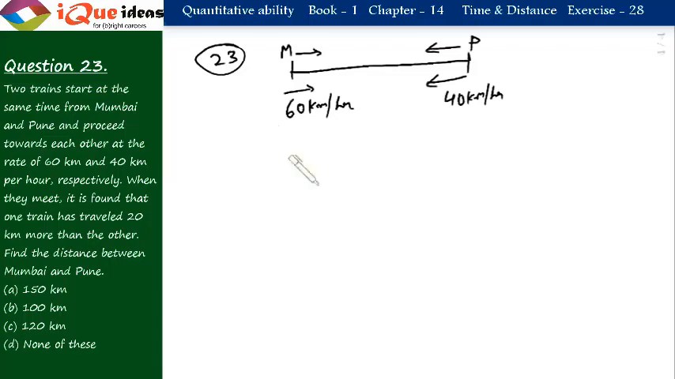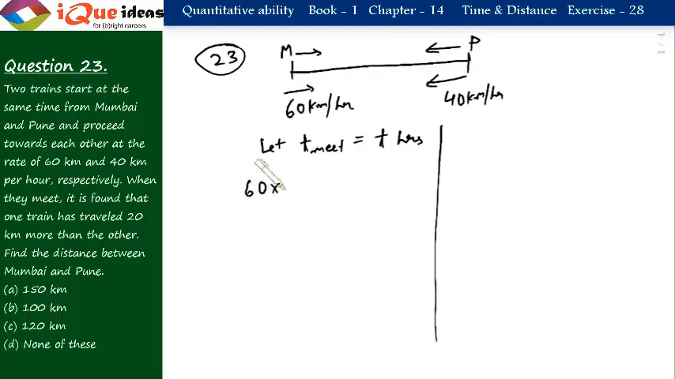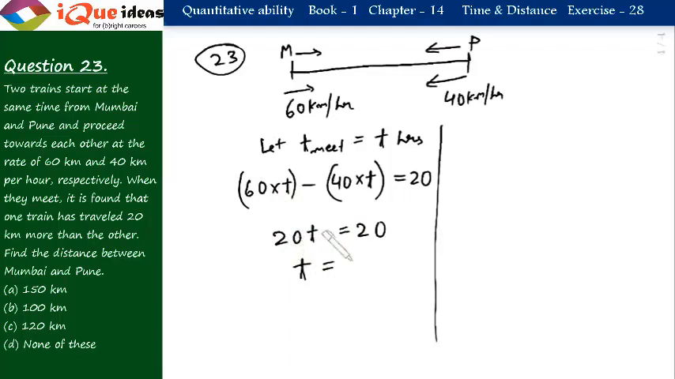There are two ways to do this question. Let's see. Let the time to meet be equal to T hours. That means the distance traveled by the first train would be equal to 60 into T, and the distance traveled by the second train is 40 into T. Obviously, the one that has a higher speed would have covered more distance. So distance covered by the first train minus distance covered by the second train, that is given as 20 kilometers. So 60T minus 40T is 20T. That is equal to 20. So T is equal to 1 hour.